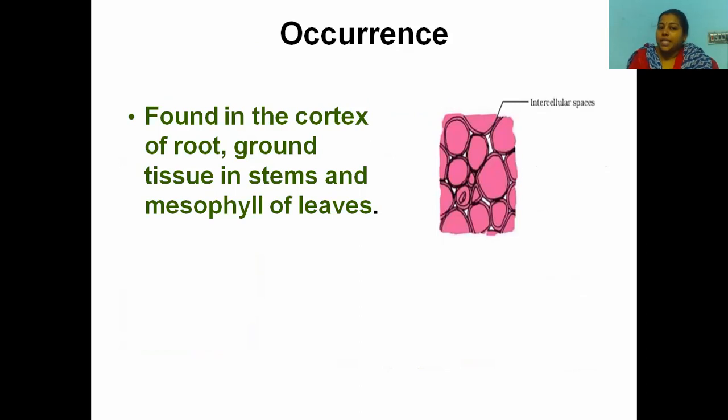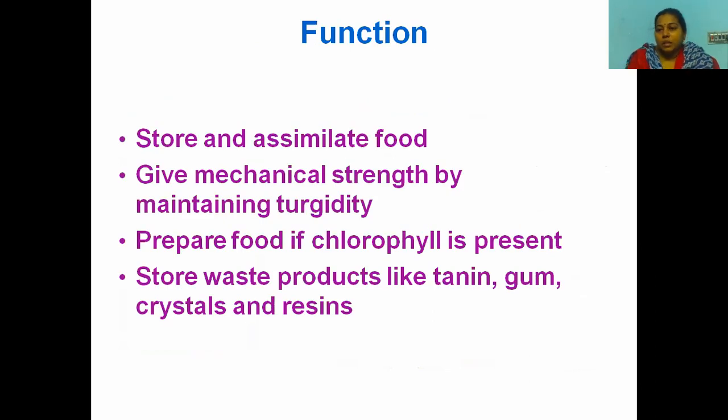Occurrence: found in the cortex of the root, ground tissues in the stem, and the mesophyll cells. Now we are talking about the occurrence of the parenchyma in plants. It is generally found in the cortex of the root, ground tissues in the stem, and the mesophyll cells of the plant. Functions we are discussing: it stores and assimilates the food. See children, parenchyma means one thing you should get in your mind: storage. And what do you mean by assimilation? Utilization of the food for the body use is called assimilation.